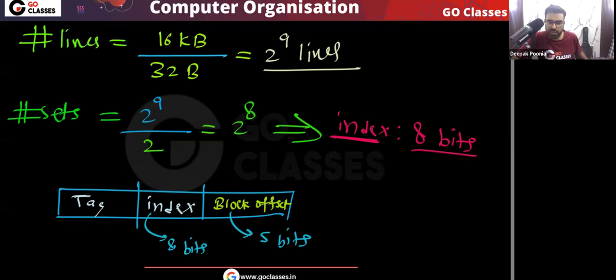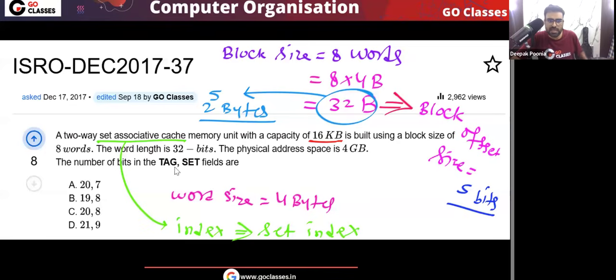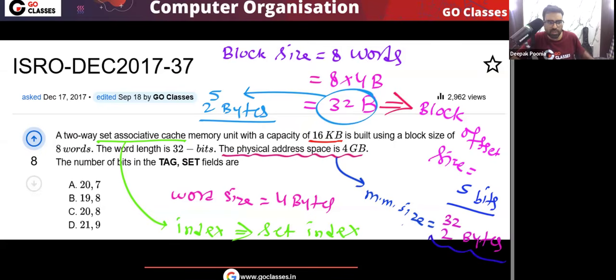So what is the number of bits required for the tag? For that we need the address size. From the question you can find the address size. The main memory size, that is the physical address space, is 4 GB. 4 GB means 2 power 32 bytes. If the main memory size is 2 power 32 bytes, and because our main memory is byte addressable by default, what will be the address size? That will be equal to 32 bits.